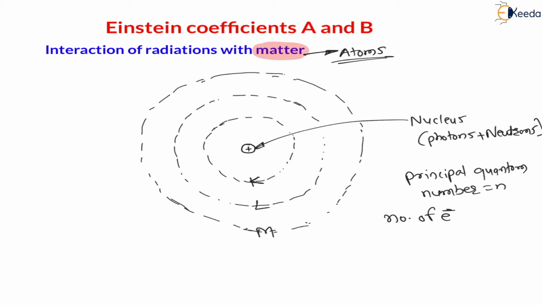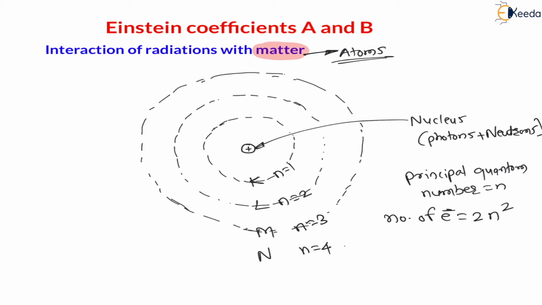Now the maximum number of electrons is equal to 2n square, where n is the principal quantum number. For the first orbit the principal quantum number is 1, that is for K, n is equal to 1. For the second orbit n is 2, for the third orbit n is 3, for the fourth orbit n will be 4, and so on. So the maximum possible electrons in the first orbit will be 2 into 1 square, that is 2.